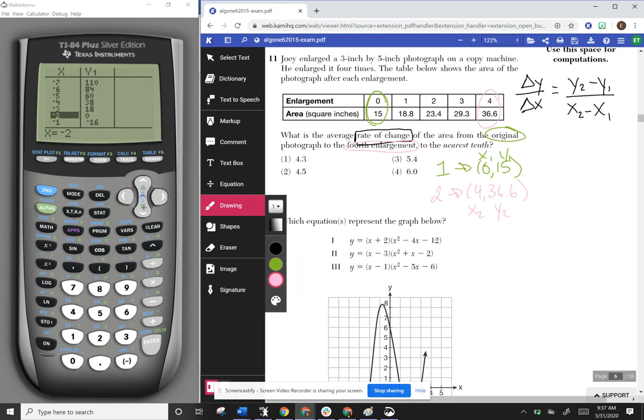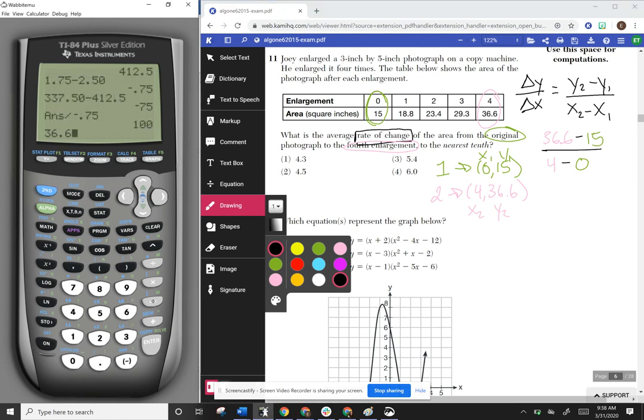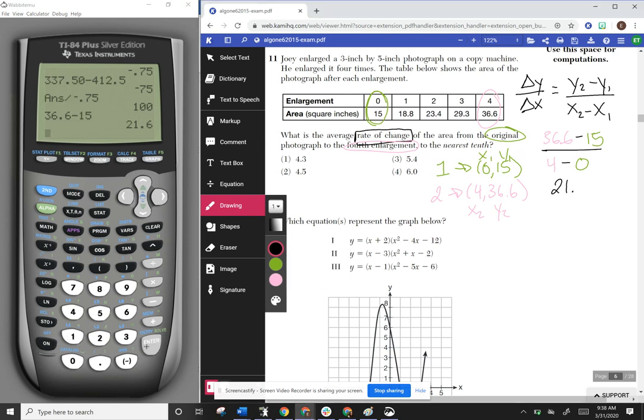So let's start with y2. We've got 36.6 minus 15, and that's going to be divided by 4 minus 0. Okay, and 36.6 minus 15 is 21.6. So we get 21.6. 4 minus 0 is 4. And 21.6 divided by 4 is 5.4. Answer choice 3.